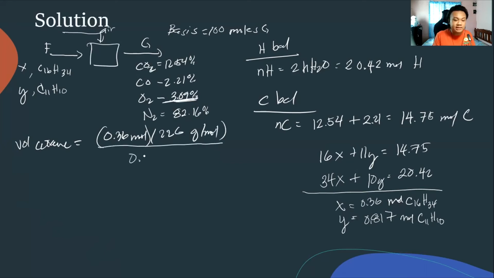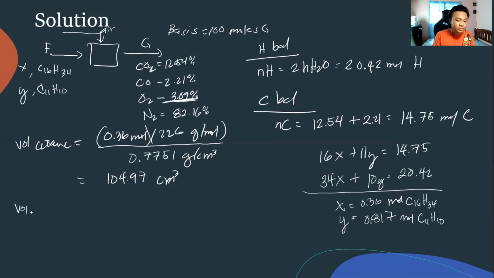We have a density given in the previous slide. Solving that, we can get 104.97 cubic centimeters of cetane.